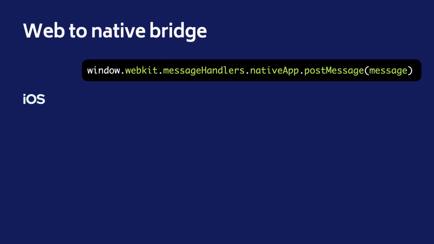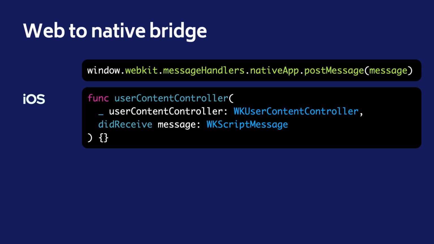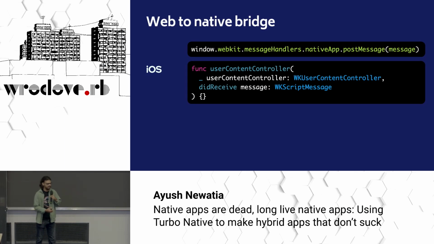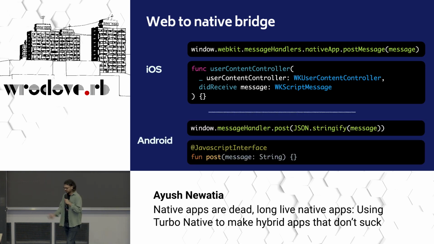So what you can do is, in JavaScript, you can post messages to your native app. And if you do that, then this Swift method gets called with that message. So now you have some information that your web app sent, in fully native code. You can do with that whatever you want. These are the equivalent methods in Android. So it's very similar on both platforms.